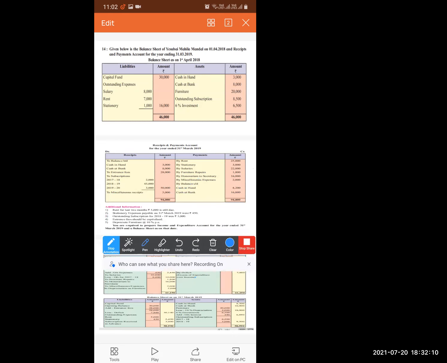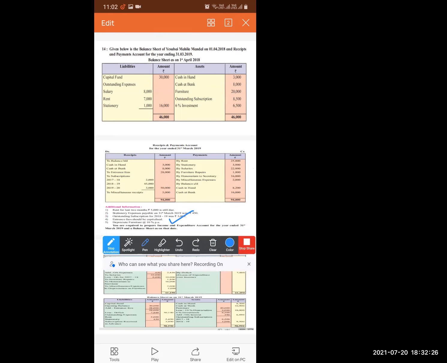Okay. Now, the next one is, we have one adjustment. That is, entrance fees should be capitalized. You saw this in the last sum also, where a percentage was given. But here they have not given the percentage. The entrance fees should be capitalized.